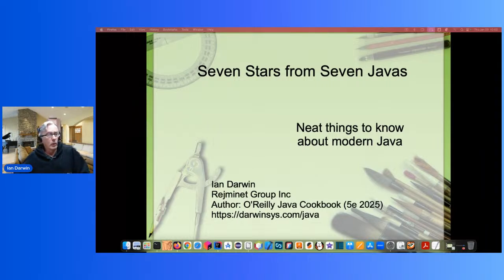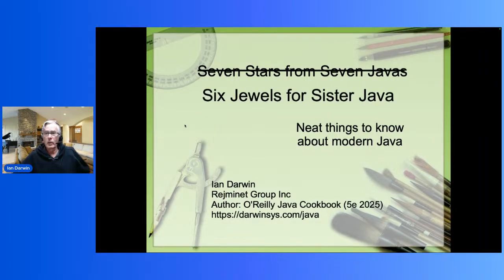This talk was going to be called 7 Stars from 7 Javas, but one of the 7 got axed, so we're down to 6, and so I changed the title around a little bit. It's a riff on a movie title from the 1970s or 80s, which you might or might not recognize. You can put it in the chat if you do. I changed the title 6 or 7 times, and I might change it again before it's final.